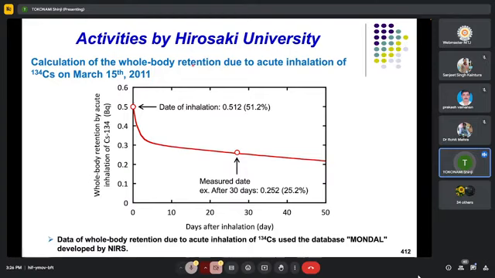Here is the calculation of the whole body retention due to acute inhalation of cesium 134 on March 15. We measured here after 30 days. The whole body retention by acute inhalation of cesium. So then date of inhalation here is 51.2%.